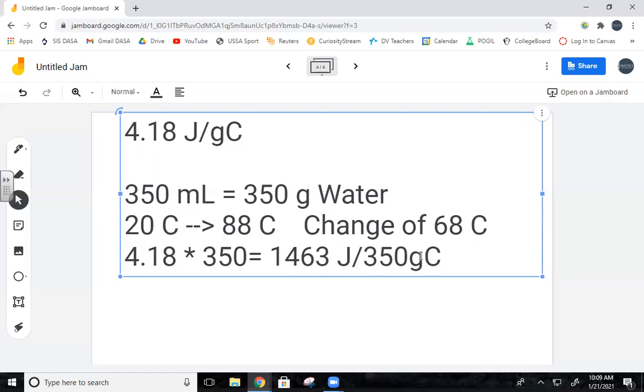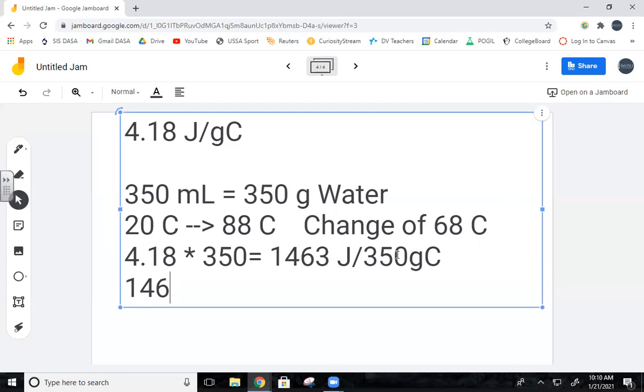Okay, so it takes 1,463 joules to increase the temperature of my mug of water by 1 degree Celsius. So we can just take that same number, 1,463, and we can multiply it by our desired change in temperature, which is 68. Which gives us 99,484. And that is joules.